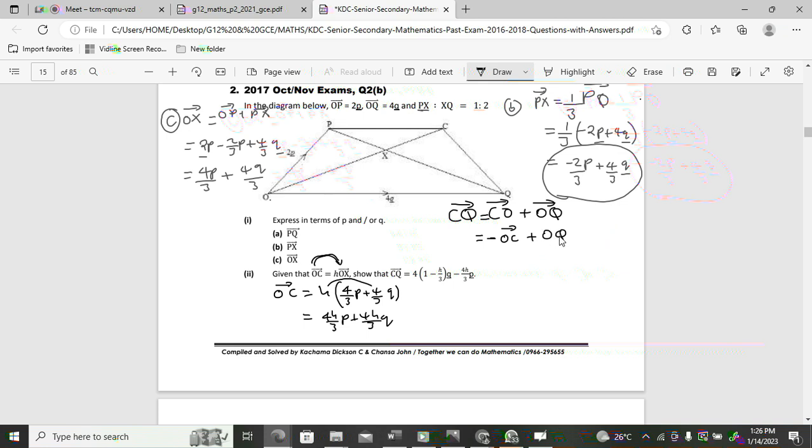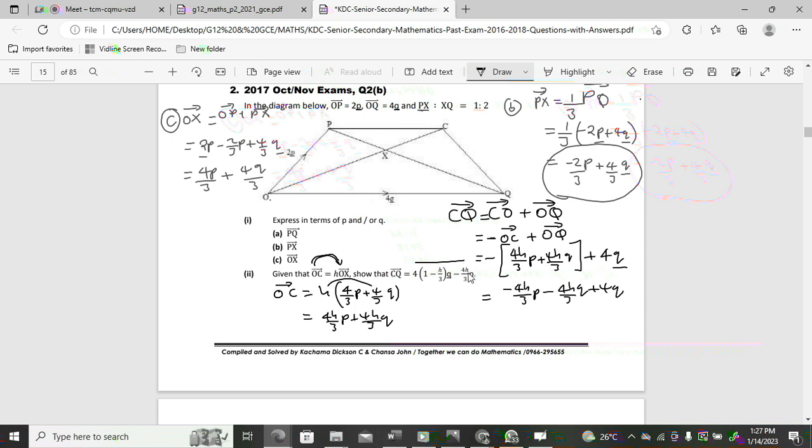And then plus OQ. Now we write negative, and OC is 4H over 3P plus 4H over 3Q, and then plus OQ. What is OQ? That is 4Q. From here, I'm going to multiply this negative with what is inside. So that is negative 4H over 3P, and again negative 4H over 3Q, and then plus 4Q. Please be looking at where you are going.